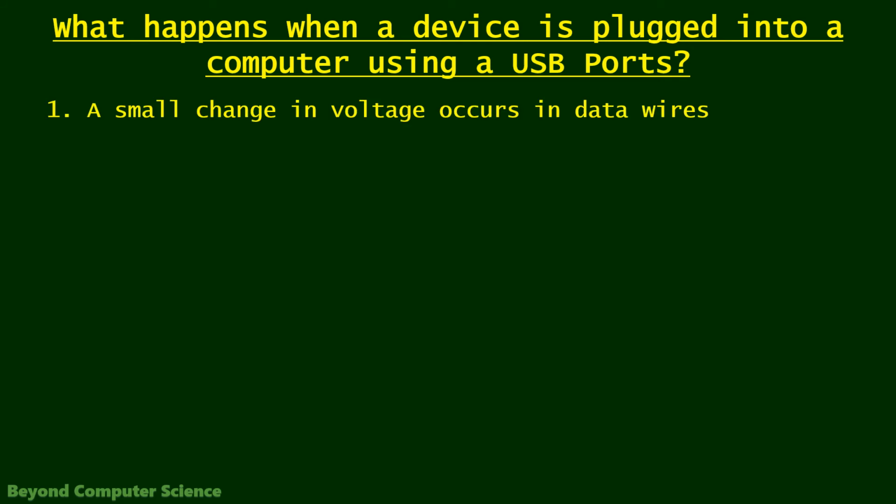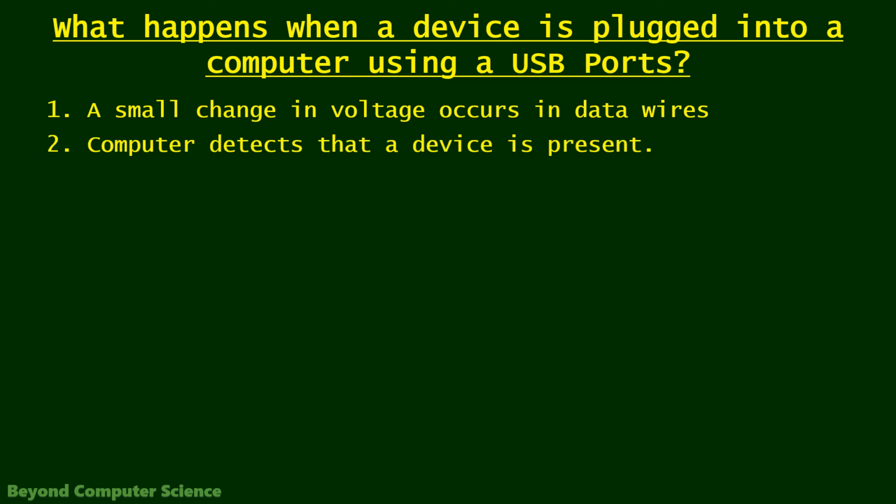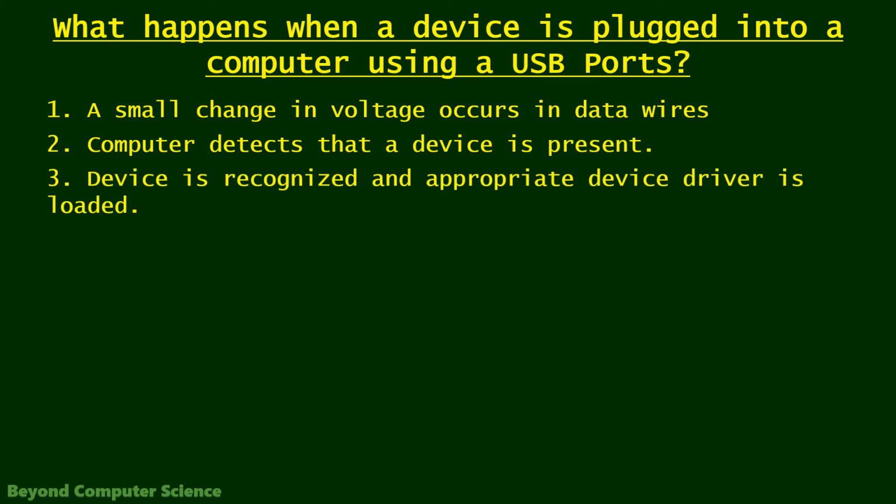The first thing that happens is that a small change in voltage occurs in the data wires. So obviously they are conducting current. Number two is the computer detects that a device is present. When the voltage changes, the change is detected by the computer. So it means that a device has been attached or plugged into the computer.